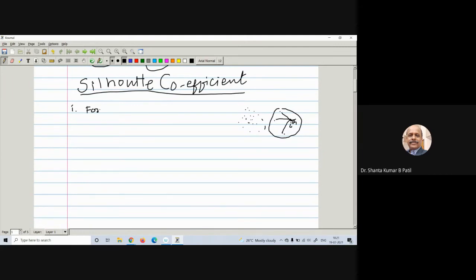Make a note: for the ith object, calculate the average distance from all the objects in the cluster.